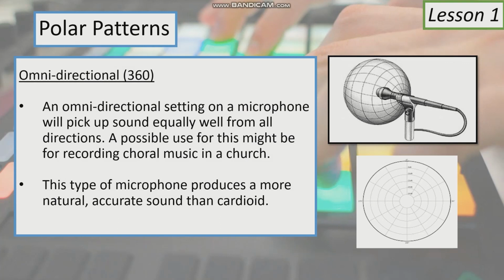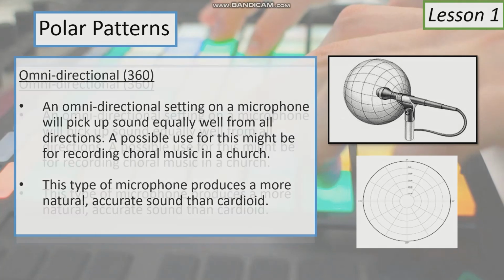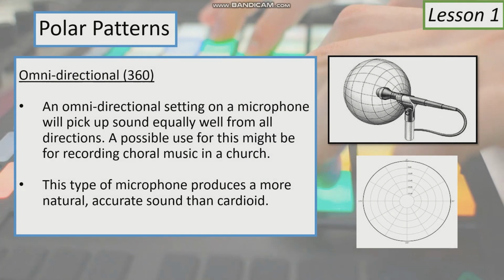This type of microphone produces a more natural, accurate sound than the cardioid because you're able to pick up some of the sound from the space that you're recording in. You might capture some of the natural reverb or sounds of the room, or the acoustic of the room if there's an echo, for example. So that one's pretty easy to understand, as the omnidirectional polar pattern captures all the way around 360 degrees around the microphone.